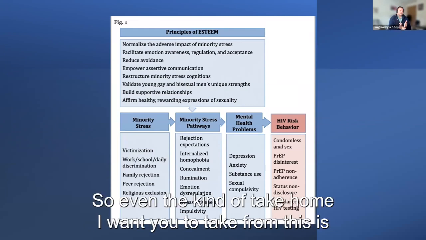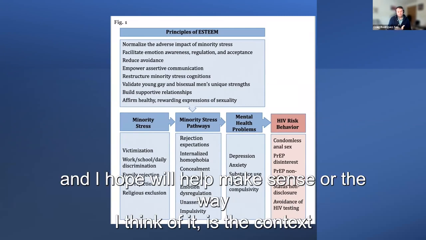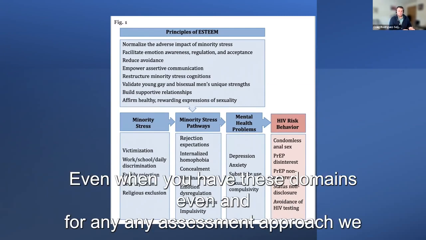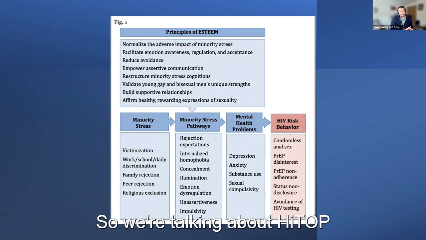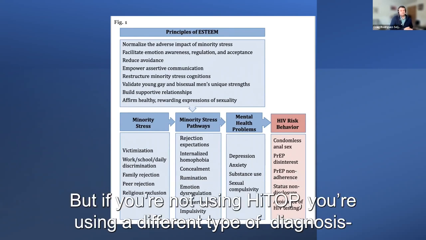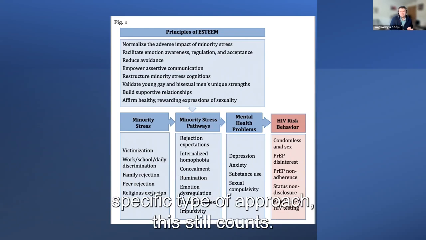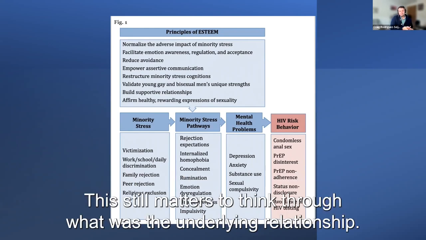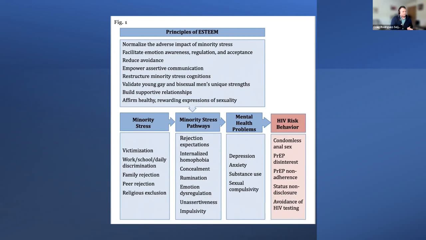So the take-home I want you to take from this, I hope it makes sense: the way I think through it is, the context really makes a difference, even when we have these domains, and for any assessment approach we use. So we're talking about HiTOP, but if you're not using HiTOP, if you're using a more diagnosis-specific approach, this still counts. This still matters to think through: what's the underlying relationship? Before I get to the summary, I suppose.